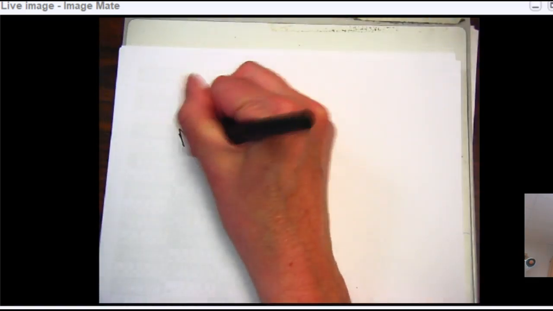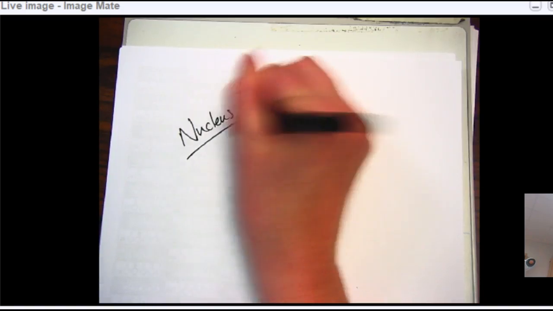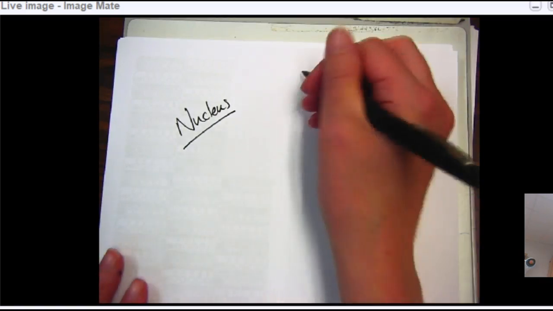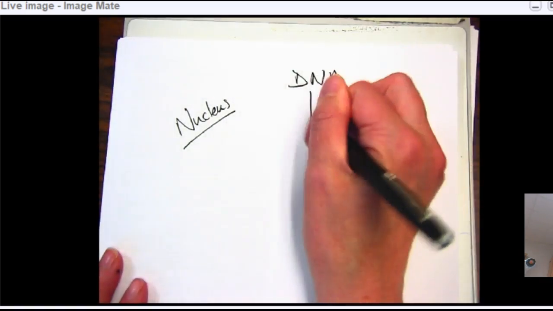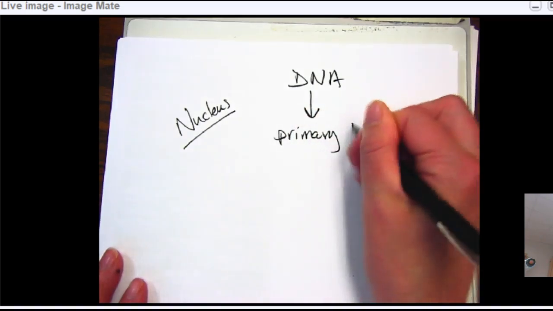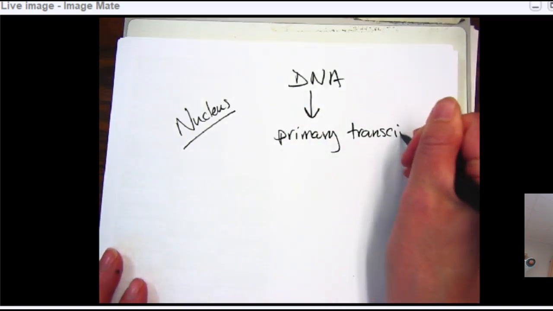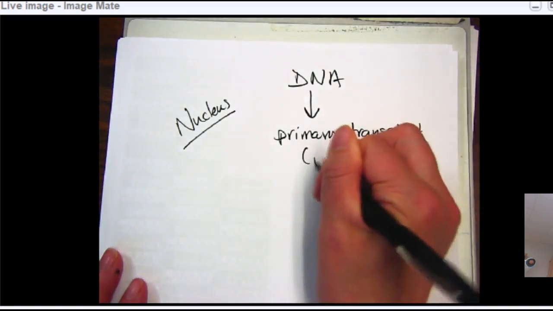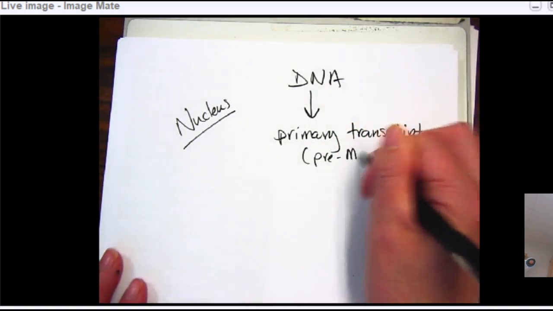So we're still in the nucleus. We're still talking about how eukaryotes regulate gene expression. We've just regulated transcription, which means that we had DNA, and now we have what we call primary transcript, or pre-messenger RNA.